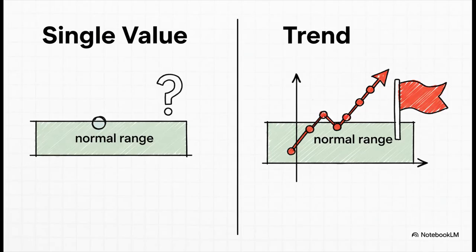So what does that mean in the real world? It means one single creatinine number can be totally misleading. The really important thing that you have to watch is the trend. If you see a creatinine that's climbing, even if it's still technically in the normal range, that is a massive red flag for an acute kidney injury. You've got to watch the trend, not just a single snapshot.